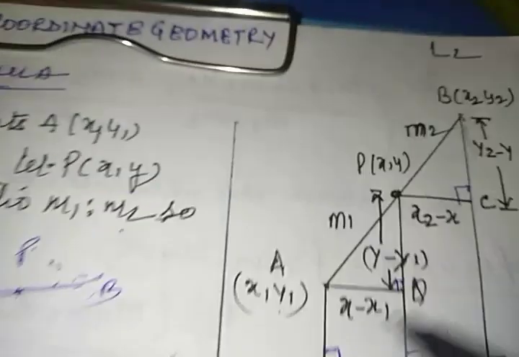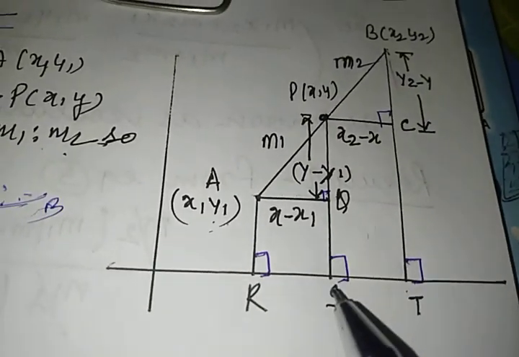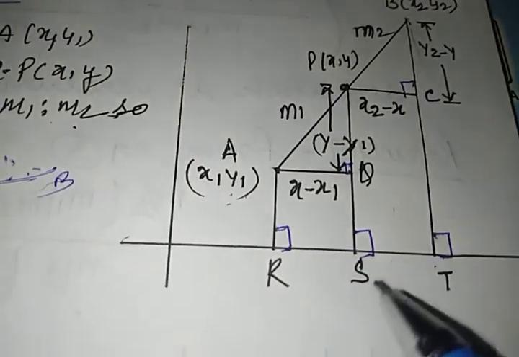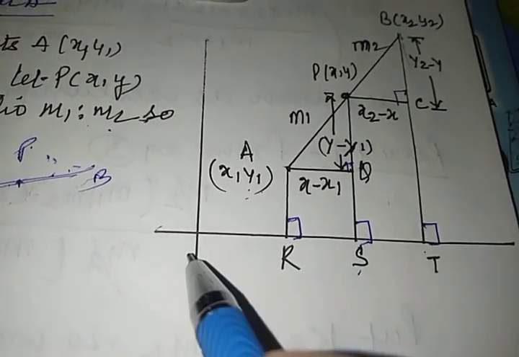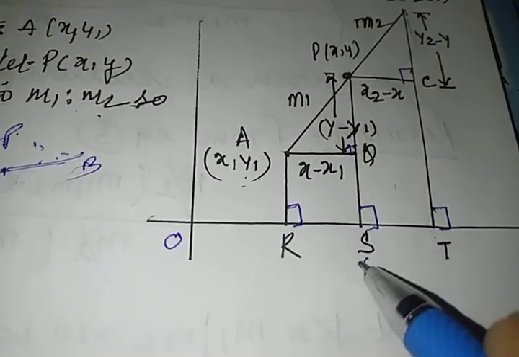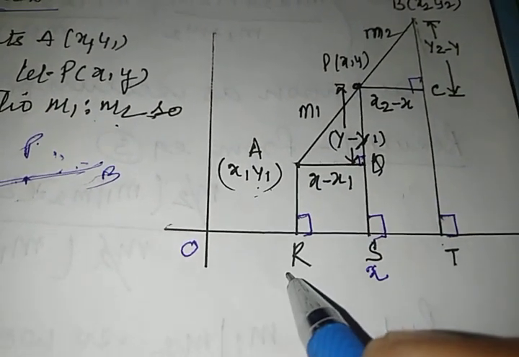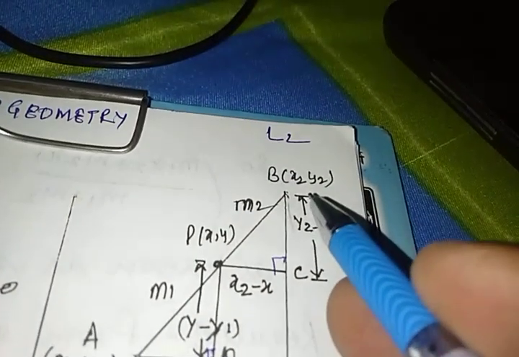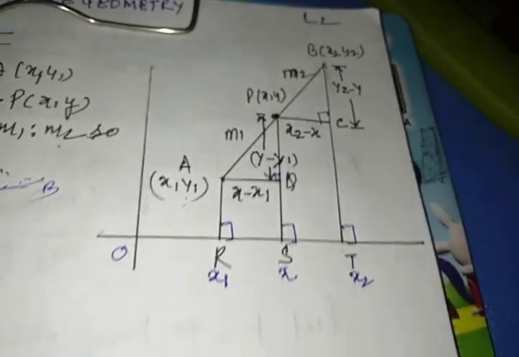So this is x1, y1 and this is xy. That means the x coordinate will be here, x, since it is x distance from the origin. This is your origin. So this will be x here, and this is x1, so it will be x1 here, and the x coordinate here is x2, so it will be x2 here.